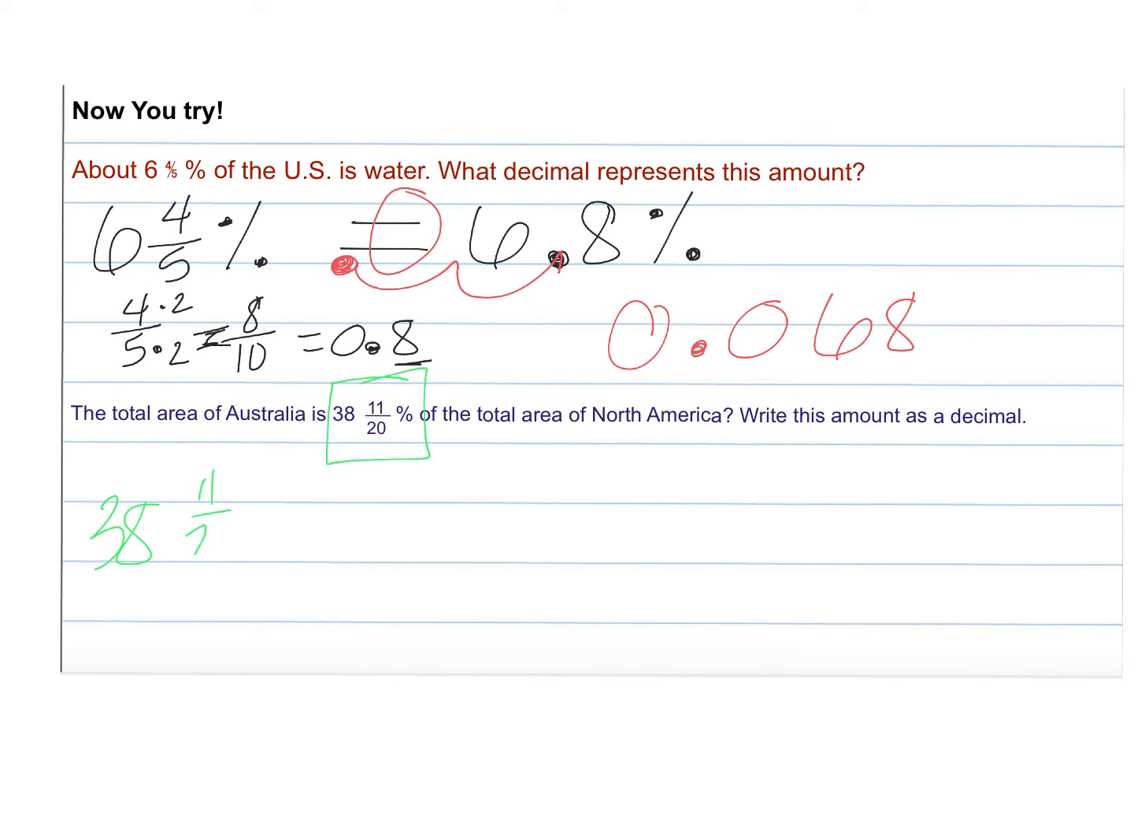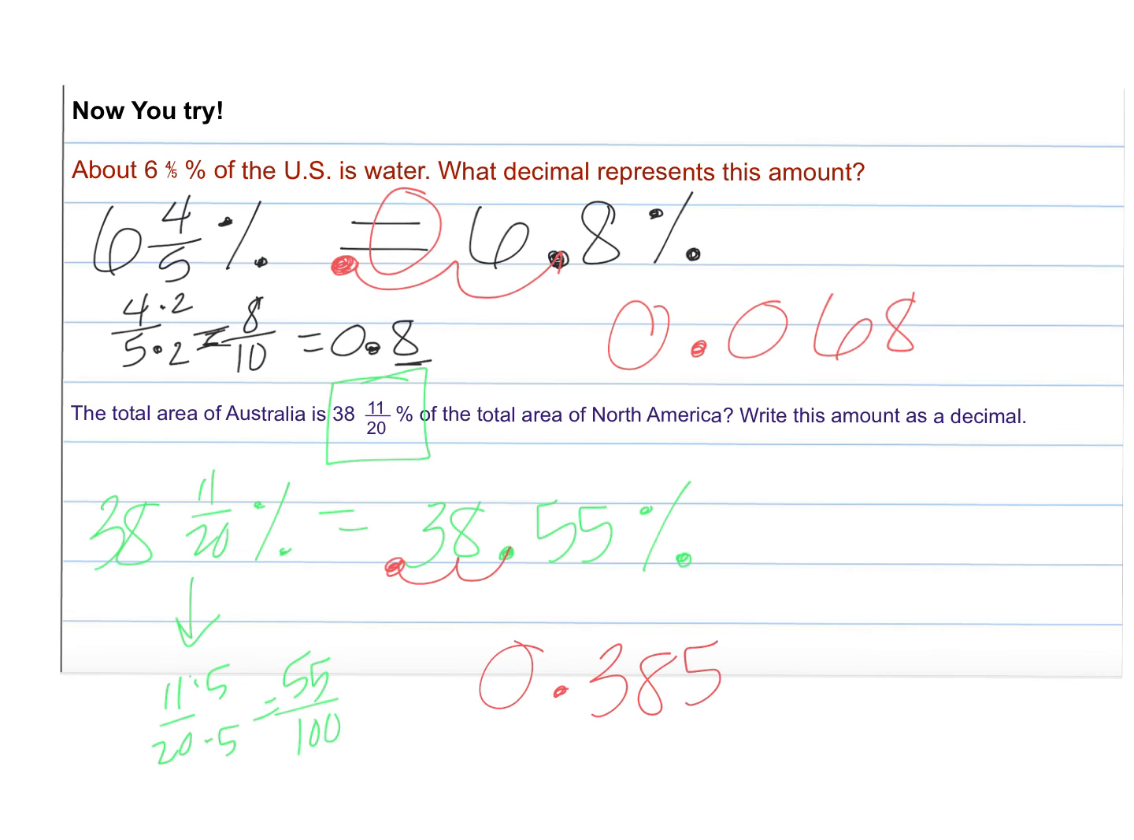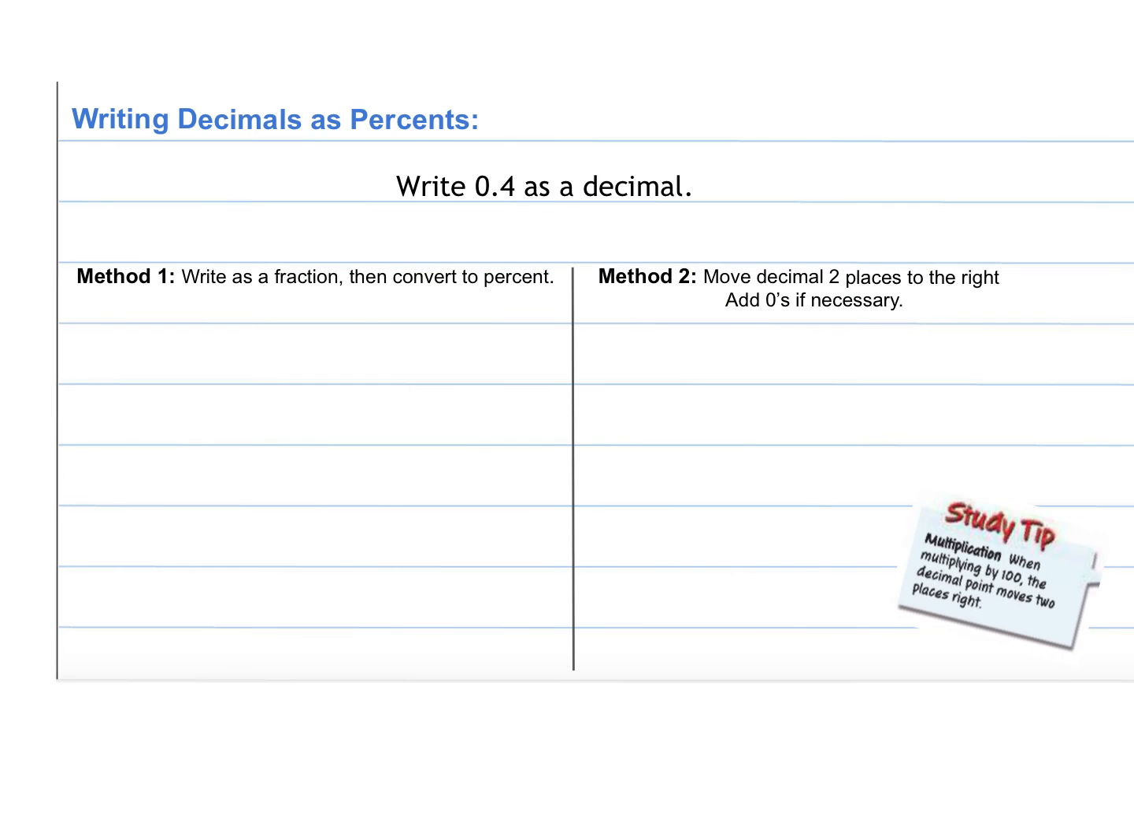So 38 11/20% is the same as 38 point something percent. All we're doing is changing our 11/20 to a decimal right now to keep it in percent form. So 11/20 is going to be the same as, because I can times them both by 5 to get hundredths in the bottom, 55 hundredths, so it would be the same as 38.55. Then we move our decimal 2 to the left, so it would be 0.3855.